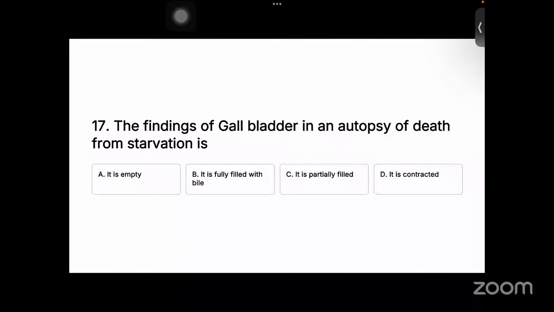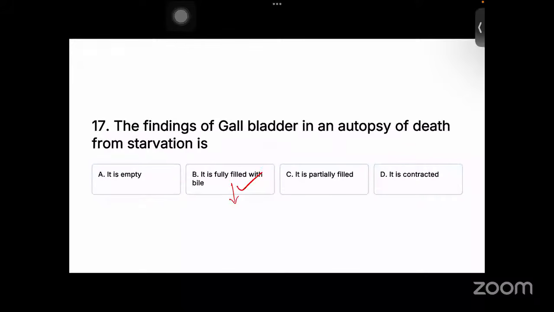And the next one, we have the autopsy findings, the findings of the gallbladder at autopsy of death from starvation. In a death from starvation, there is absence of food intake, so there is no CCK. So when there is no CCK, there is no gallbladder contraction. So you will see it is fully filled with bile. That is the right answer here.